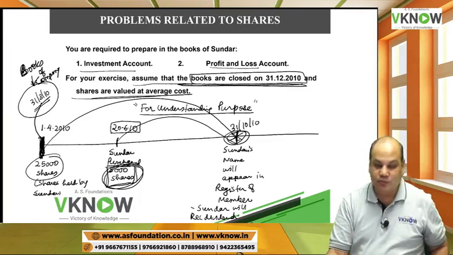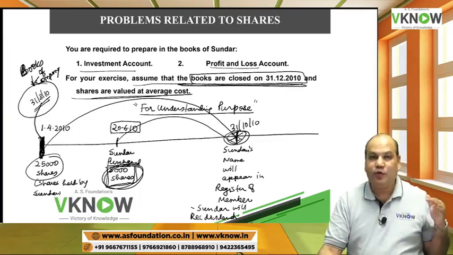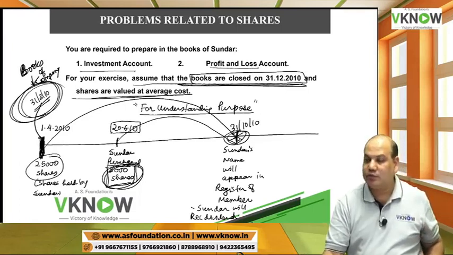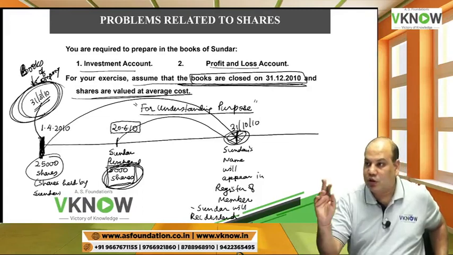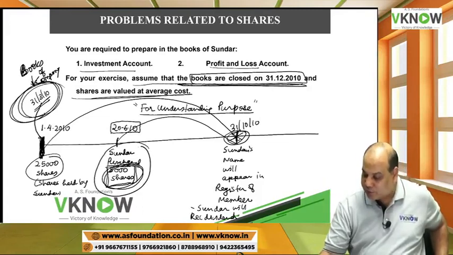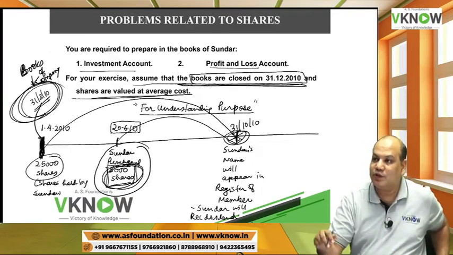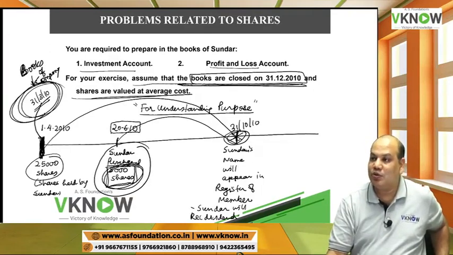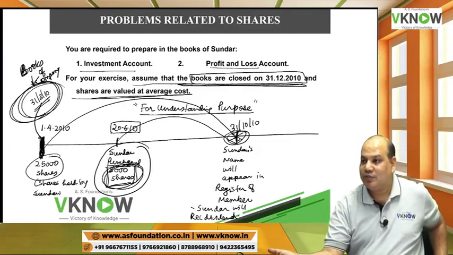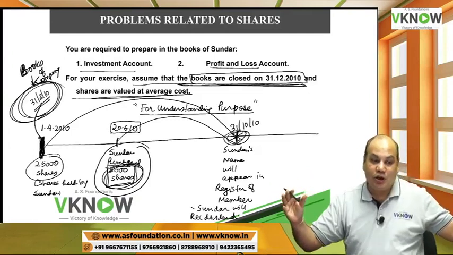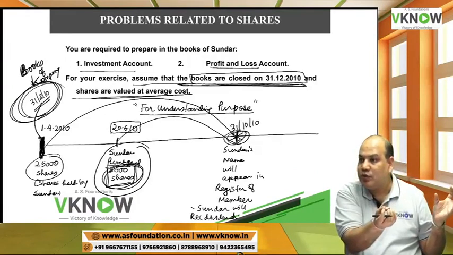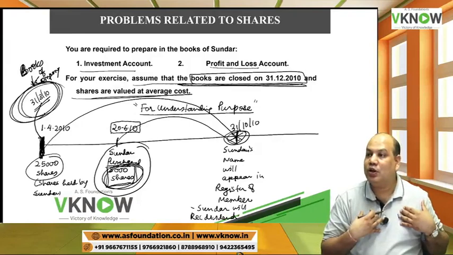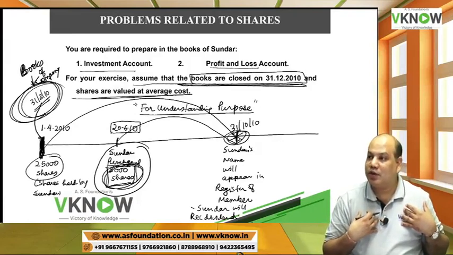But there is a problem. Dividend is paid for year ended 31st March 2010. Sundar was not the shareholder of these 5,000 share on 31st March 10. Sundar became shareholder at a later date. So he must be happy that I am getting dividend from the profit of 2010 when I was not a shareholder. Is it right?